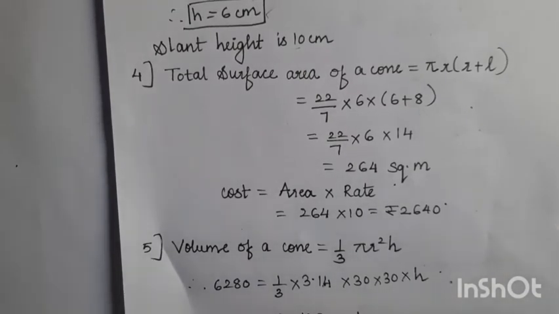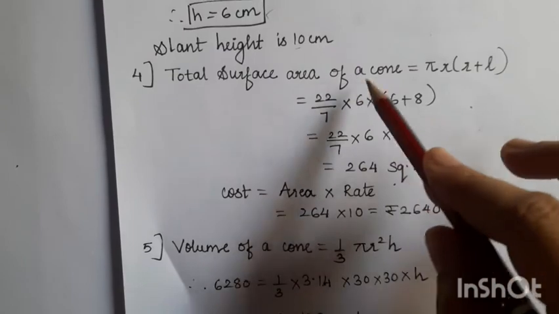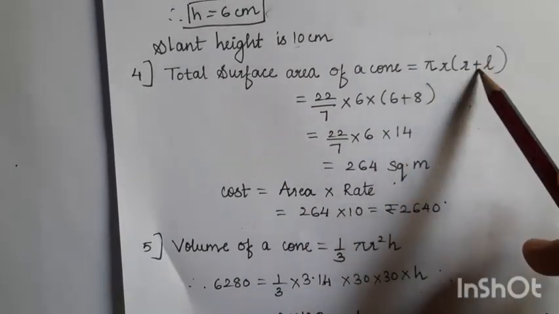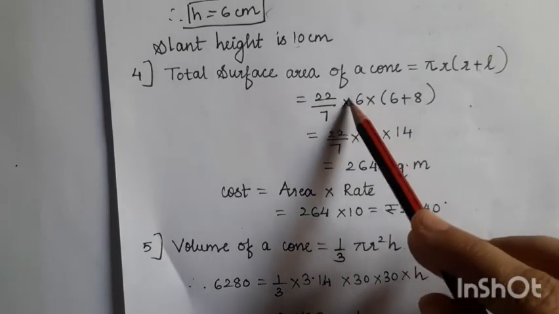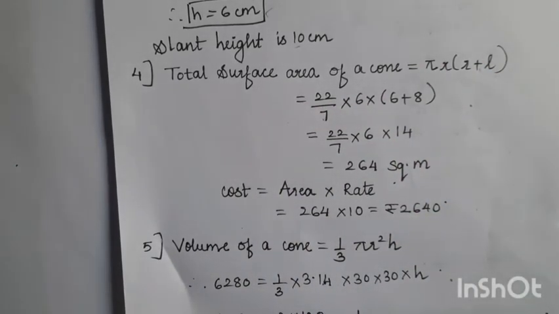So we have to find the cost, but before we find the cost, we need to find the total area of the cone. So first we find the total surface area of a cone. The formula is pi r, r plus L. Pi is 22 upon 7, because the value is not given. If you want, you can take 3.14. If you want, you can take 22 upon 7.